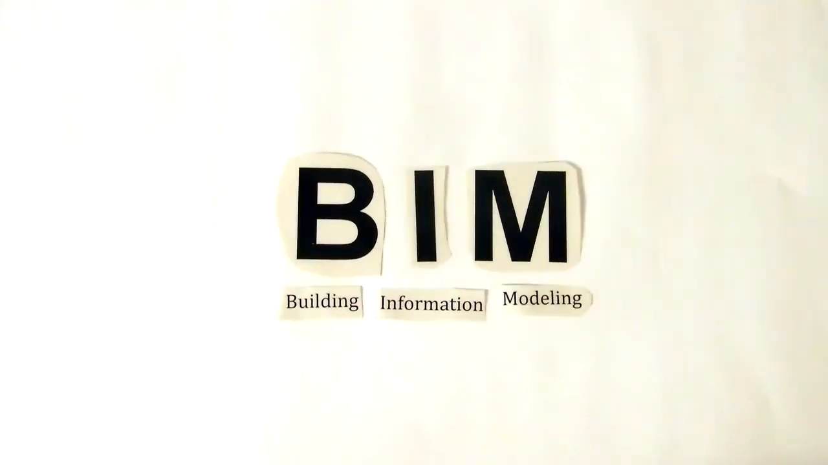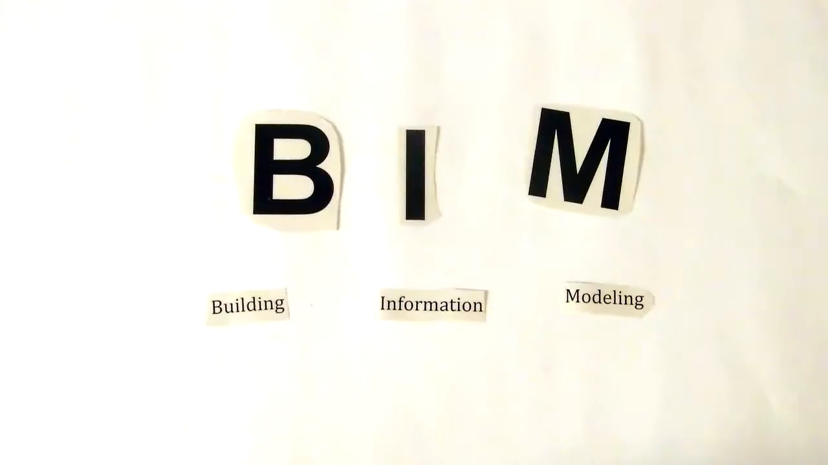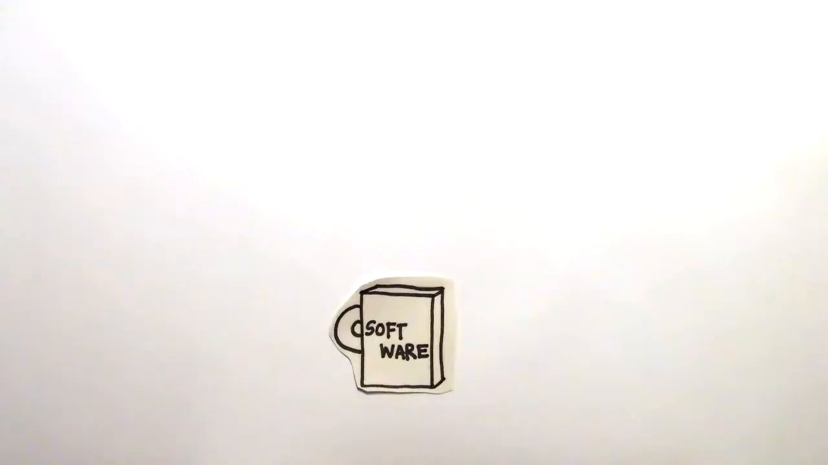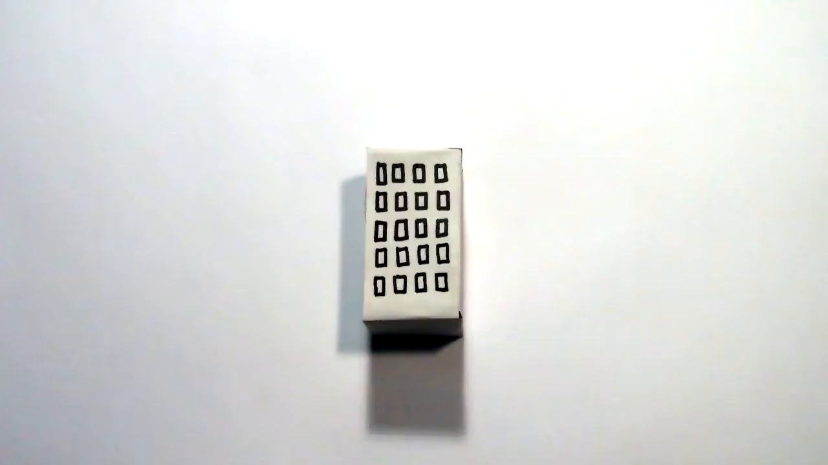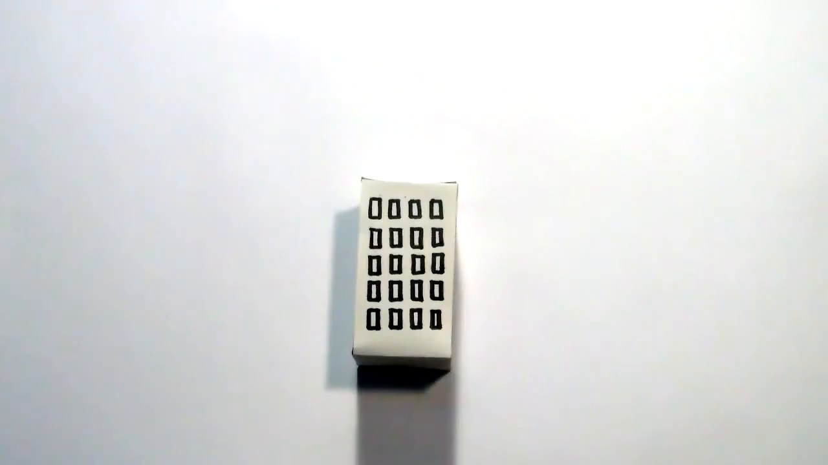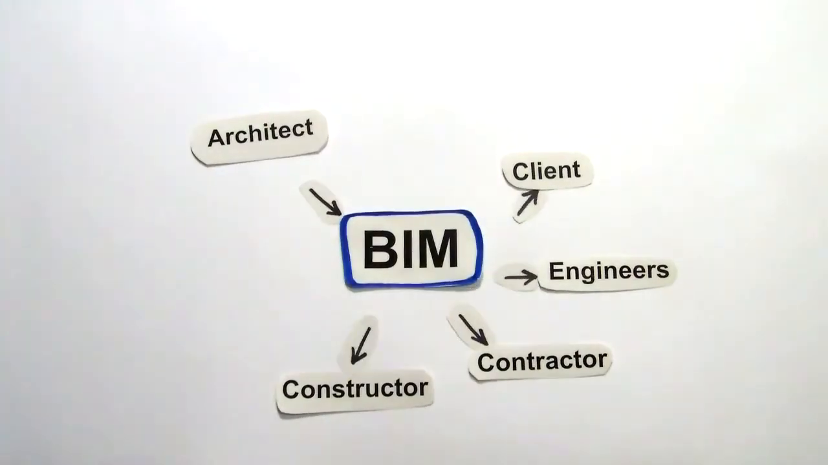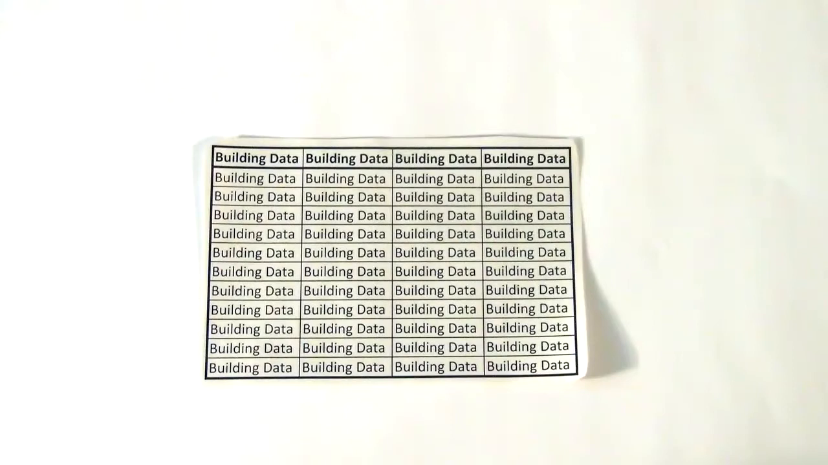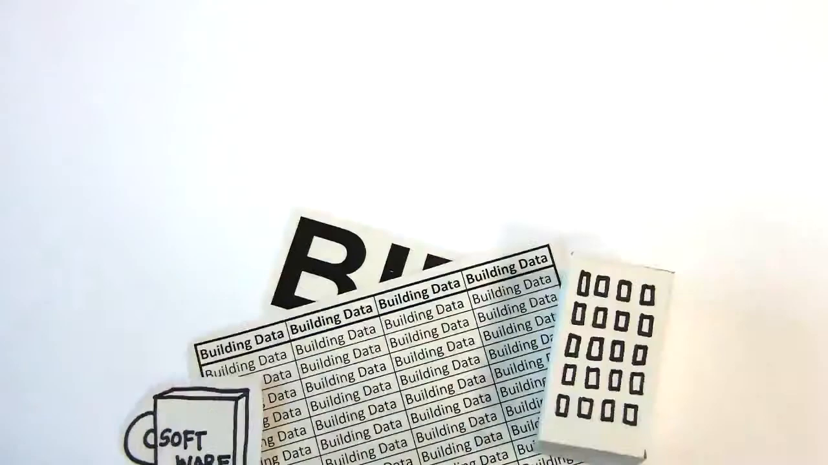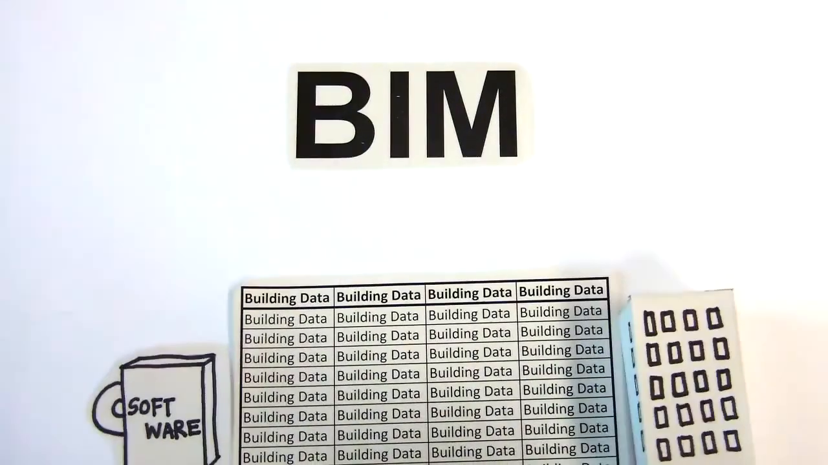What is BIM? BIM is very much talked about in the building industry, but what is it really? What is it used for, and who should use it? Some say BIM is a type of software. Some say BIM is the 3D model of buildings. Others say BIM is a process, or that BIM is nothing more than an organized collection of all building data. BIM is all of the above and more.